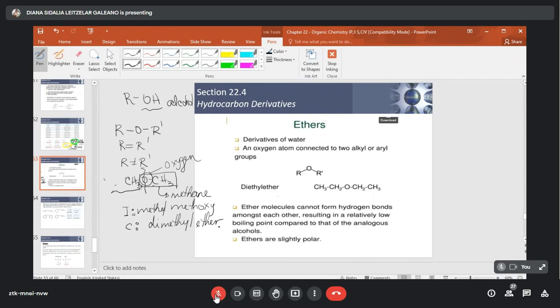It's the same as for ketones. You name from the right of the carbonyl group, from the left of the carbonyl group, in alphabetical order, and the word ketone. In this case, it's the same: the right, the left, in alphabetical order, and the word ether to indicate it's only an oxygen in the middle of the molecule.